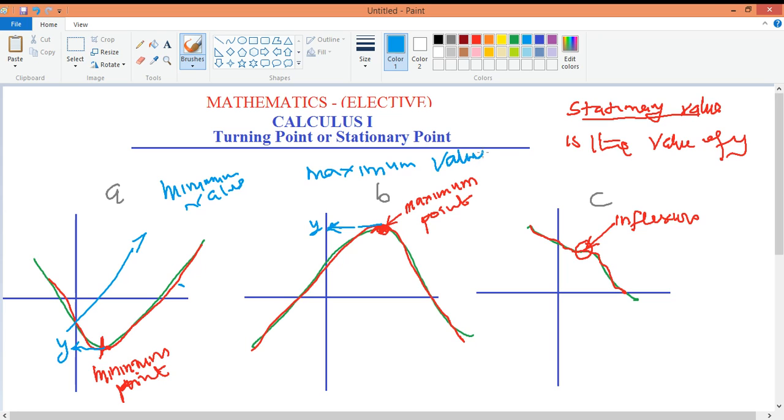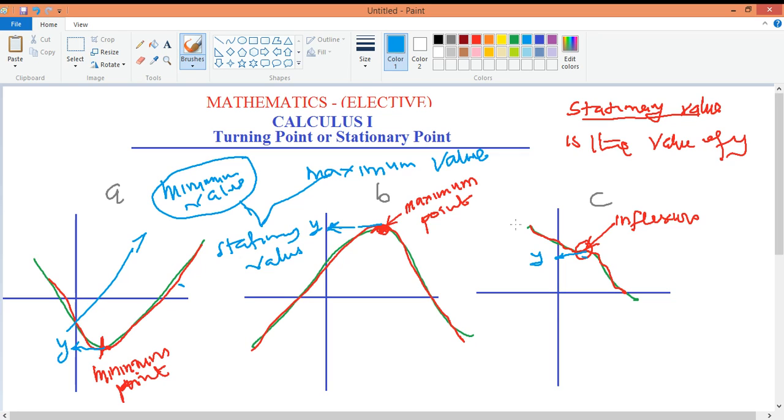Maximum because the point is a maximum point. And here minimum because the point is a minimum point. But they are all stationary points, so I can call them stationary values. Similarly, I can have a stationary value here, if I trace the y-axis and read the value on the y-axis. Graphically, this is how things should look.